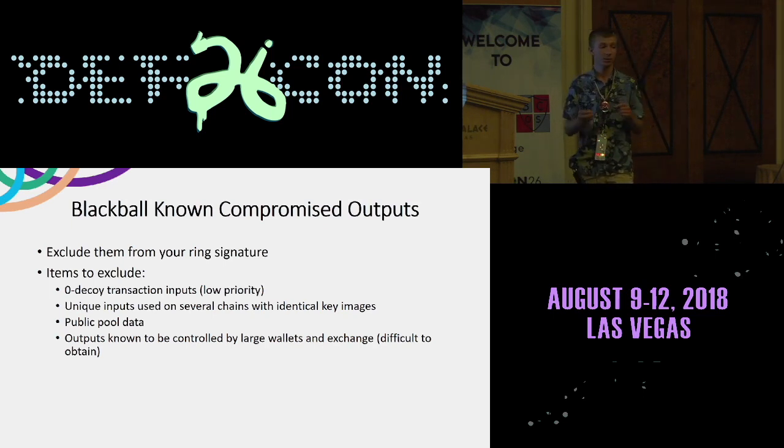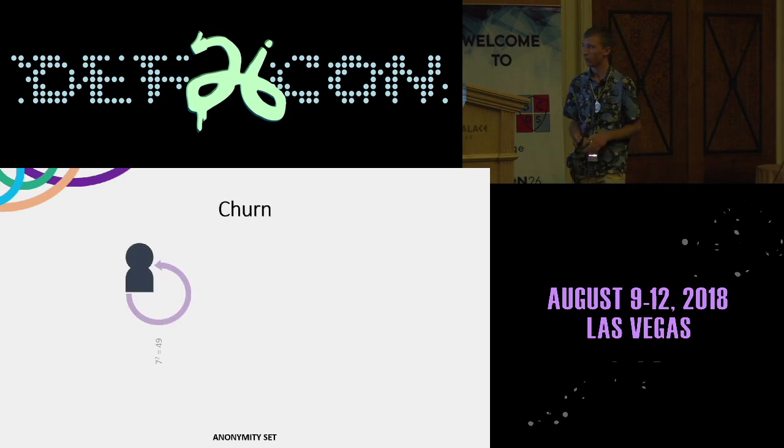You can blacklist public pool data, so if a pool has an API, you could potentially use that to blacklist certain items. And then if you know that large wallets and exchanges have a certain output list, which is highly unlikely, you could blacklist these. Unfortunately, this is probably going to be private information you would not have access to.